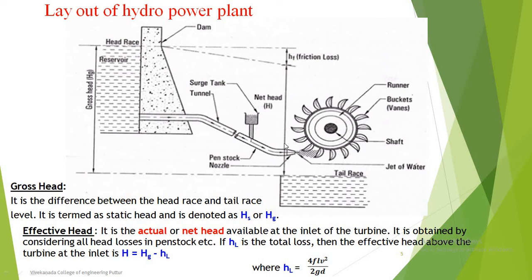So here, when the gate valve is closed, the water will move in the reverse direction. Then water will rise in the surge tank. The purpose of the surge tank is to control the effect of water hammer.